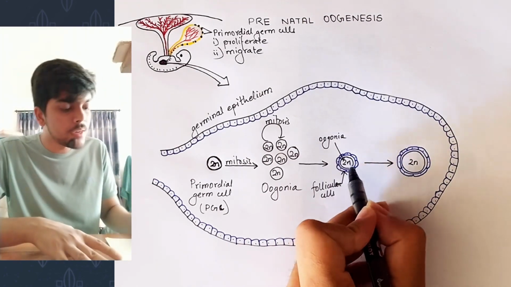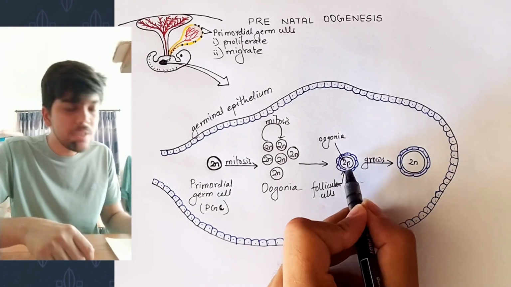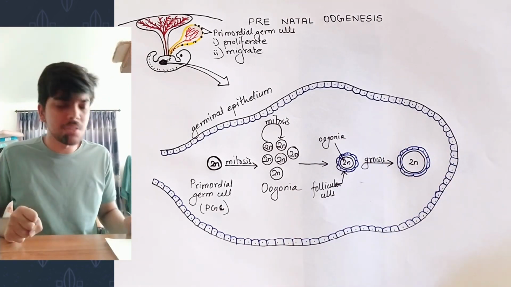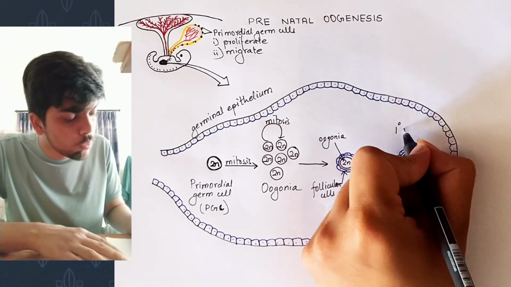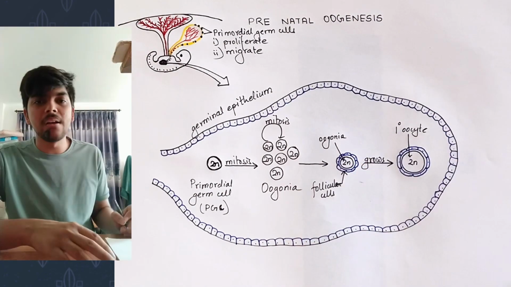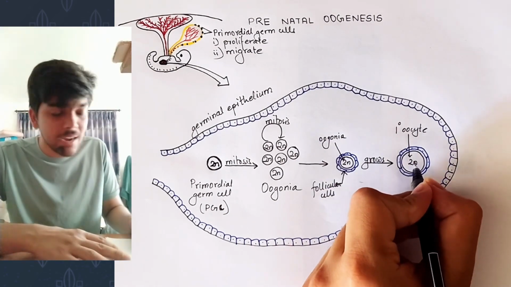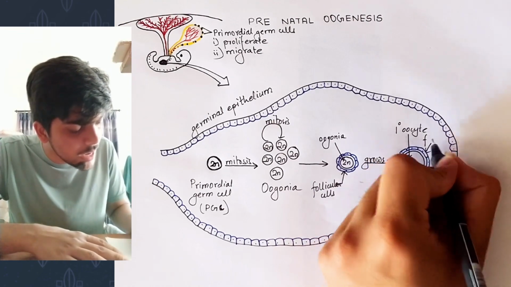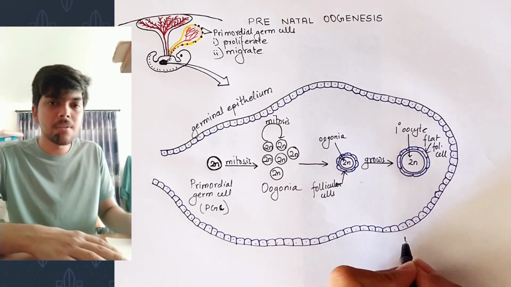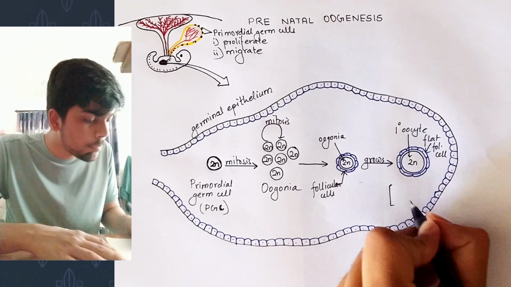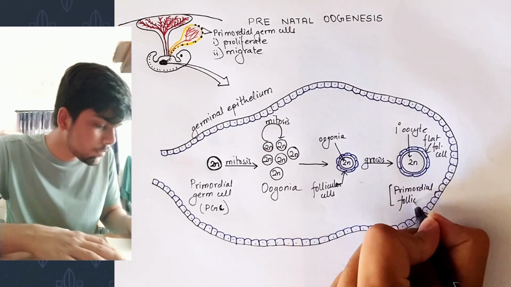This oogonia now enters the next phase called the growth phase, where it basically grows. The oogonia intakes as much nutrition as possible and grows in size. After growing in size, it's called a primary oocyte. And it is the primary oocyte that is responsible for the formation of gamete by the process of meiosis. This primary oocyte is surrounded by follicular cells, the same flat follicular cells. The primary oocyte along with the flat follicular cells is called primordial follicle.